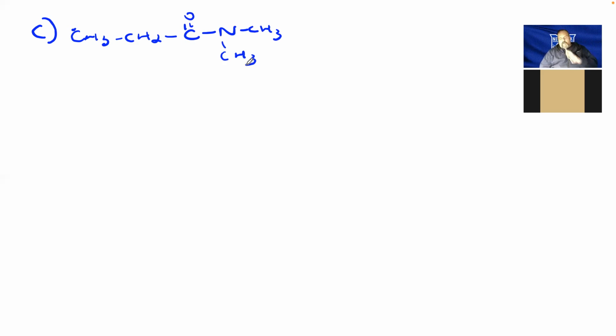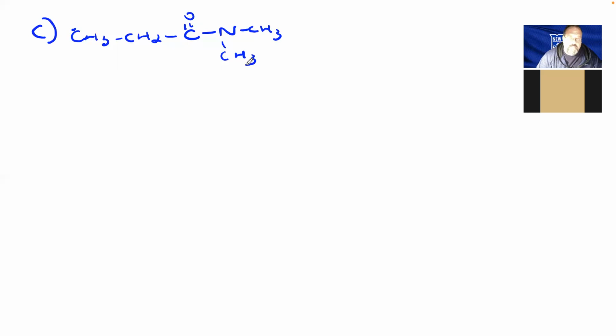Let's look at letter C. CH3, CH2, C double bond O, and CH3, CH3. All right, so another tertiary amide. So again, we're going to come up with the corresponding primary amide name for the parent name of the structure. So we're going to pretend that instead of the nitrogen having 2 CH3 groups attached to it, the nitrogen has 2 hydrogens attached to it.